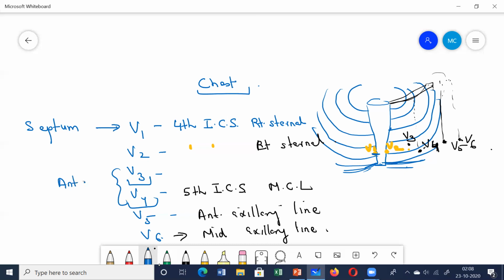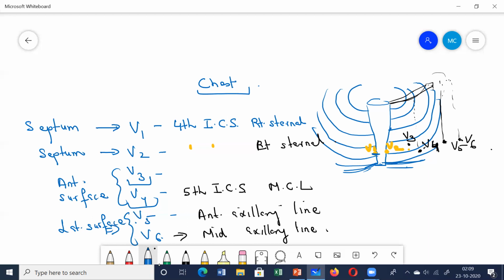Okay, so this is very important. This denotes changes in the anterior surface of the heart. V2 is also going to be the septum of the heart. So V1, V2 septum, V3, V4 anterior surface of the heart, and your V5, V6, these two are going to be the lateral surface of the heart.